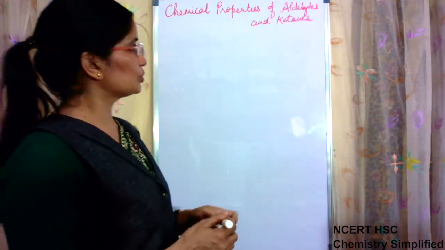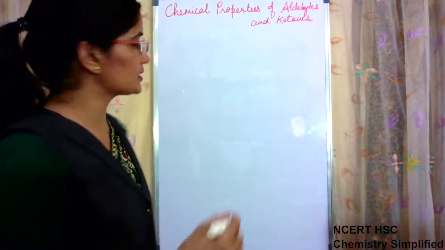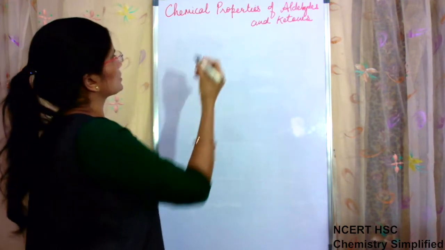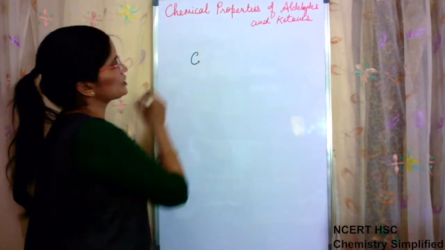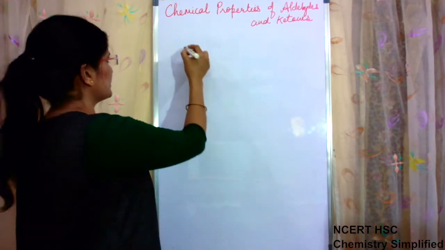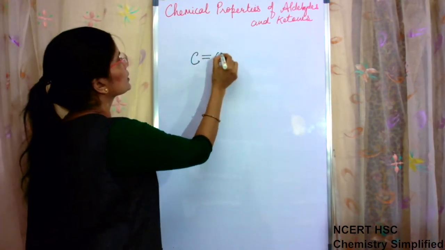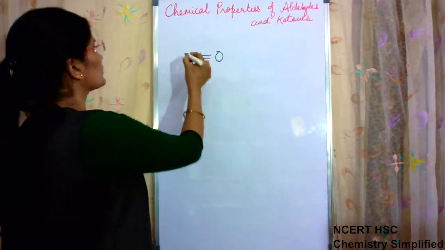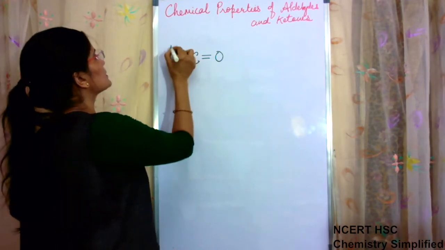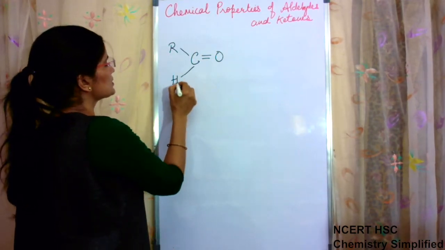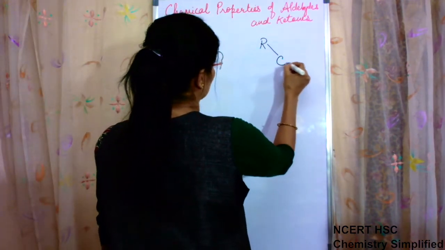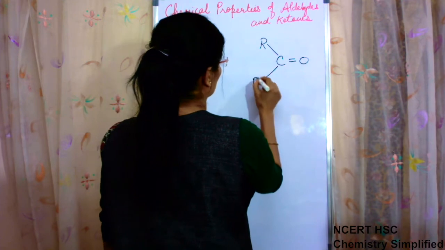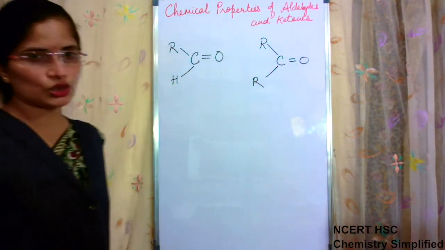Now before we come to their chemical properties, let us just once again talk about the structure of aldehydes or ketones. We know that in case of aldehydes and ketones there is a carbonyl group present. The rest two bonds: this is R, this is H if it is an aldehyde, and both these bonds are R when it is a ketone.